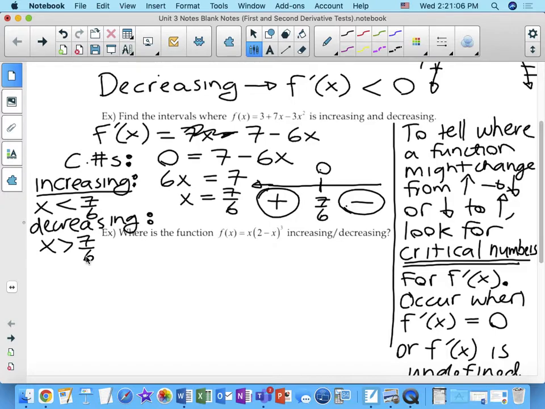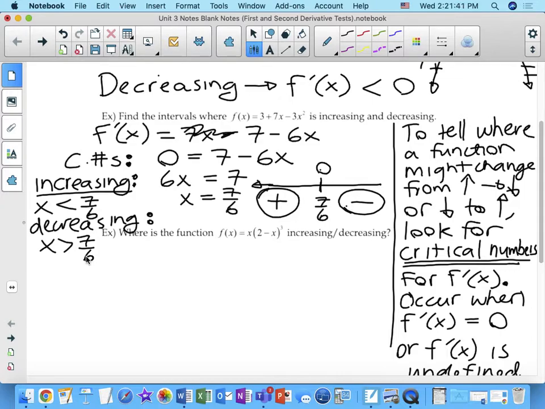And essentially, the parabola has an axis of symmetry at 7 over 6, right? The x-coordinate of the vertex would be at 7 over 6. Okay? And at 7 over 6, that's going to be a max point. The derivative is 0, so it's not going to increase or decrease at that point. Okay, now this one you could solve without the number line because the derivative is linear.